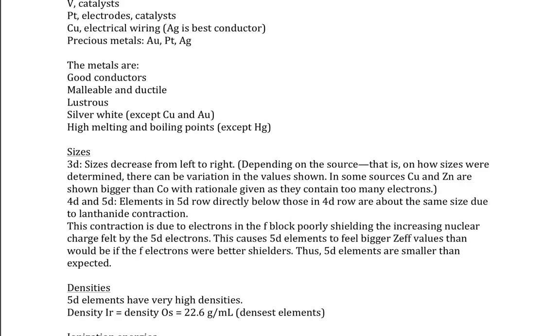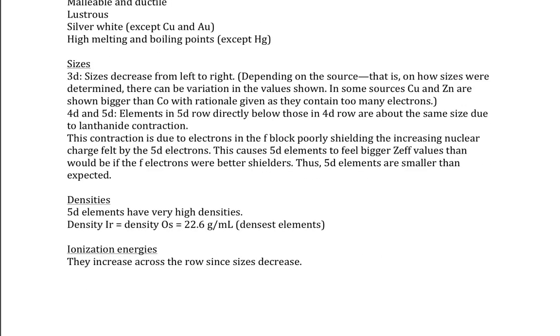So sizes. For the 3D row, they decrease from left to right. There's some exceptions, but in general, that's how it goes. But as we talked about, the 4D and the 5D elements are just about the same size if you go from one element to the one directly below on the periodic table. And that's due to what's called the lanthanide contraction. And this contraction is due to shielding and Z effective.